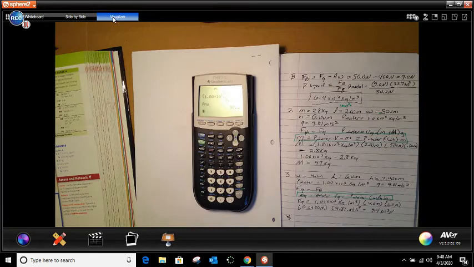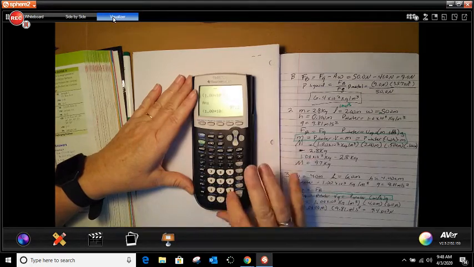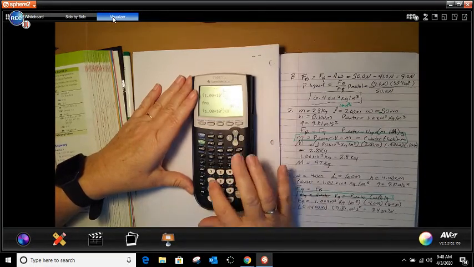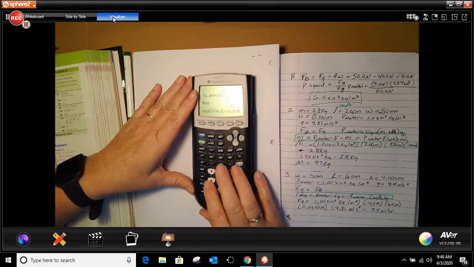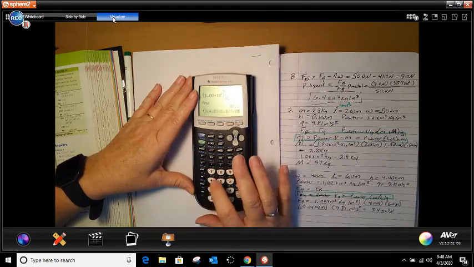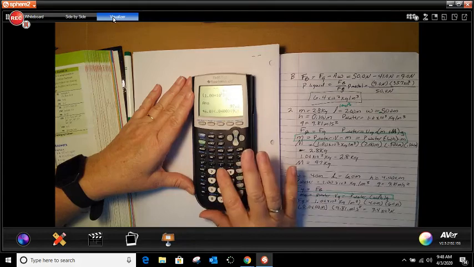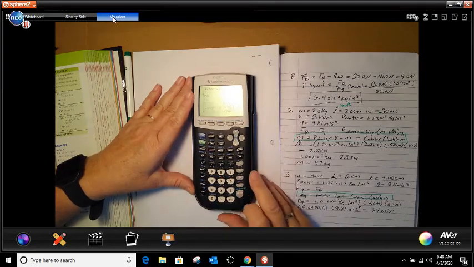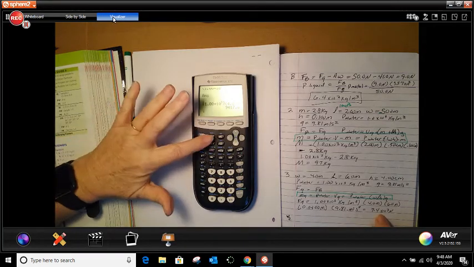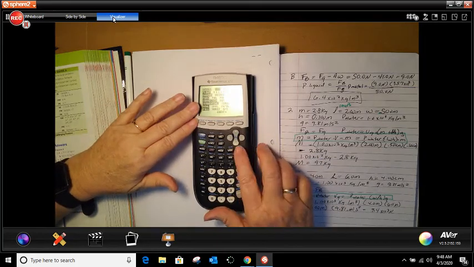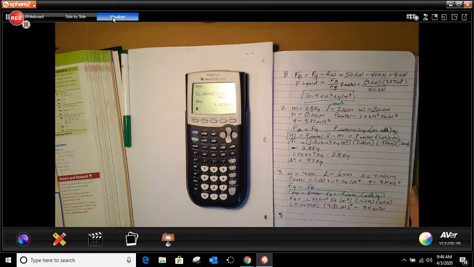So to do that, I'm going to do open bracket 1.00 times 10 caret 3, close bracket, open bracket 4.0, close bracket, open bracket 6.0, close bracket, open bracket 0.0400, close bracket, open bracket 9.81, close bracket, enter, and I get 94176. And if I change the mode to scientific, that answer would be fine. I would get 9.4 times 10 to the third.